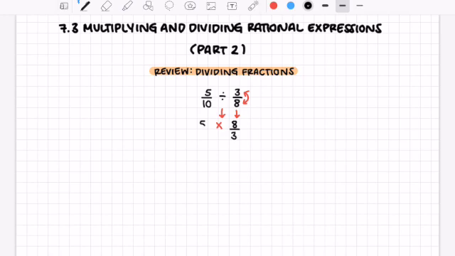From here, I have 5 over 10 multiplying with 8 over 3. So 5 times 8 and 10 times 3. 5 times 8 equals 40. 3 times 10 equals 30. And you just simplify it by 10, and you're left with your answer, 4 over 3. Cool.